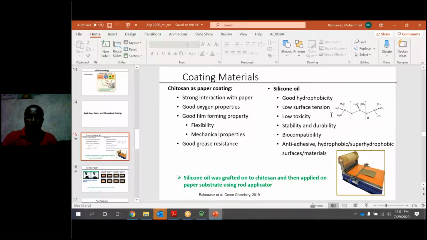Silicone oil, on the other hand, has low toxicity, very low surface tension, and also shows biocompatibility and good hydrophobicity. So we thought that silicone oil like this, grafted onto chitosan, and then applied as a coating on the paper, should give us both water and oil repellent properties.